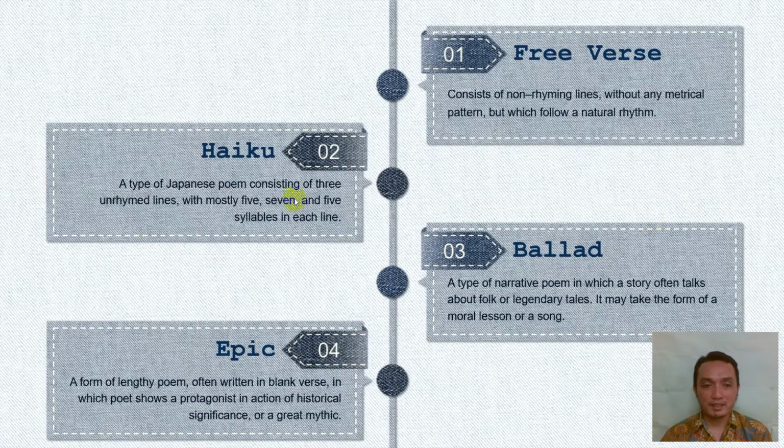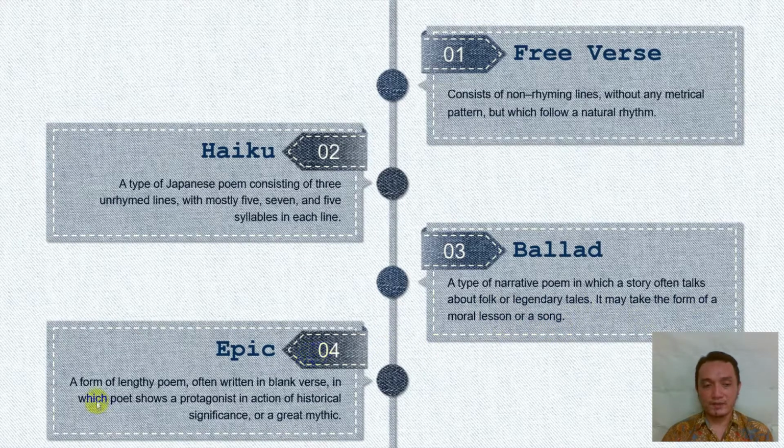And then the next is haiku. This poem comes from Japan, a type of Japanese poem consisting of 3 unrhymed lines with mostly 5, 7, and 5 syllables in each line. Ballad, a type of narrative poem in which a story often talks about folk or legendary tales. It may take the form of a moral lesson or a song.